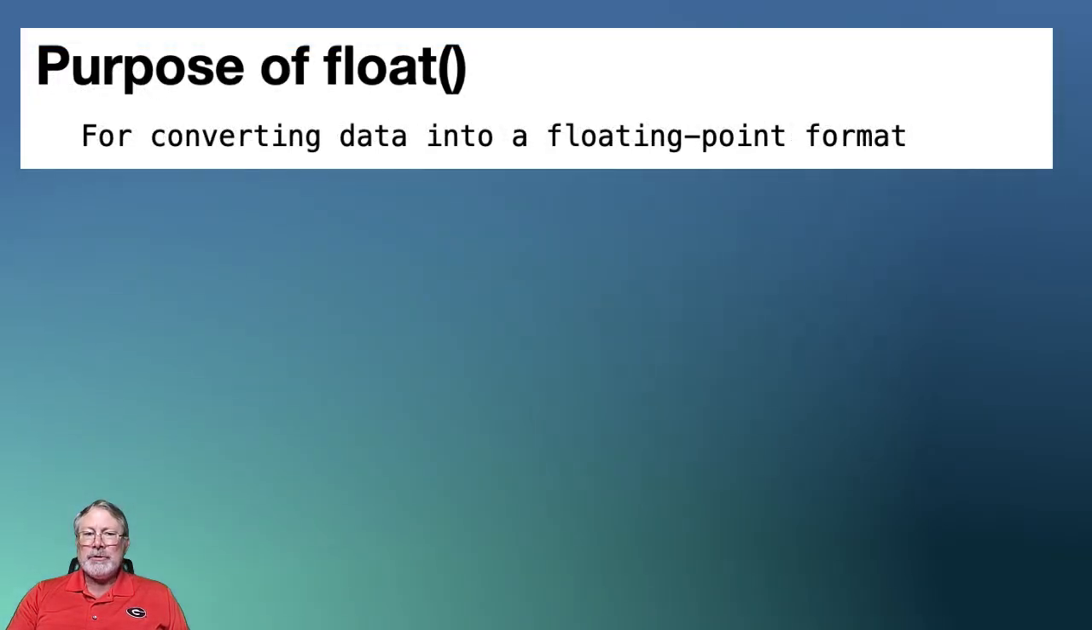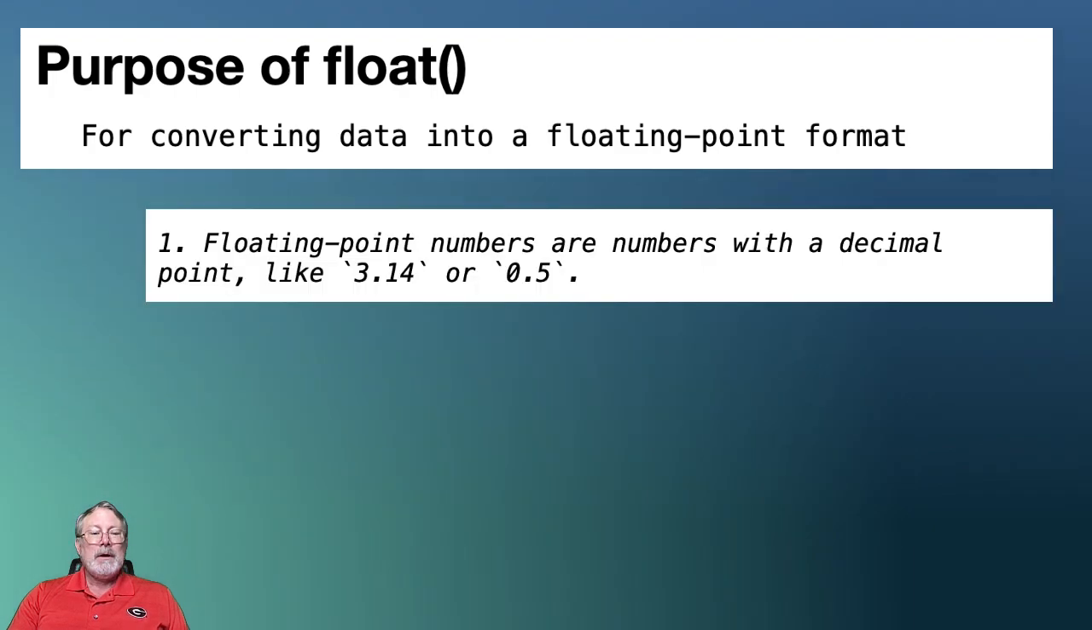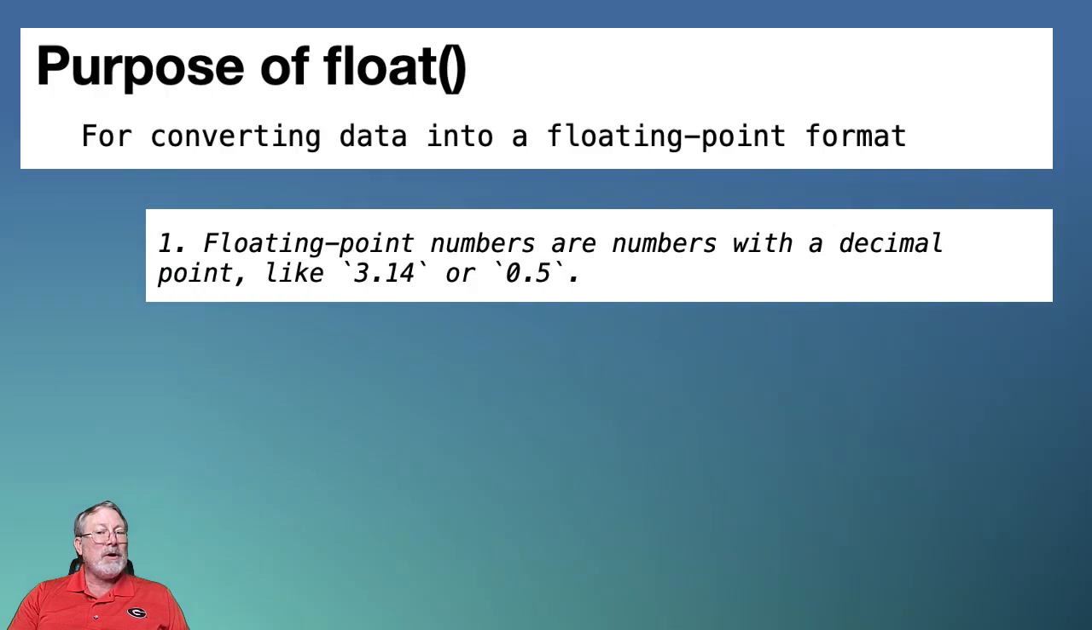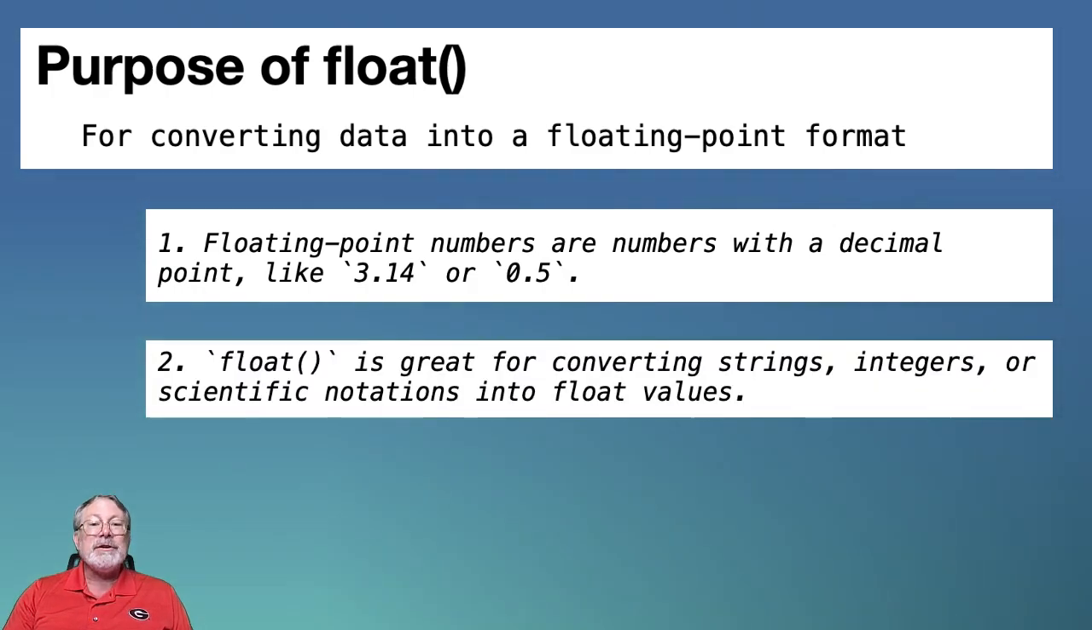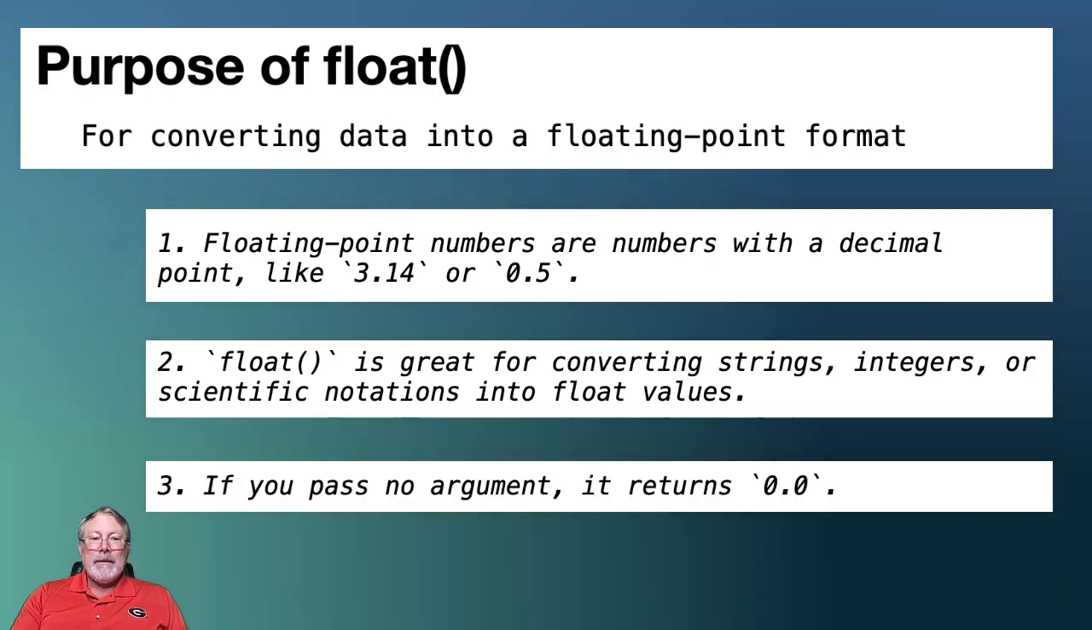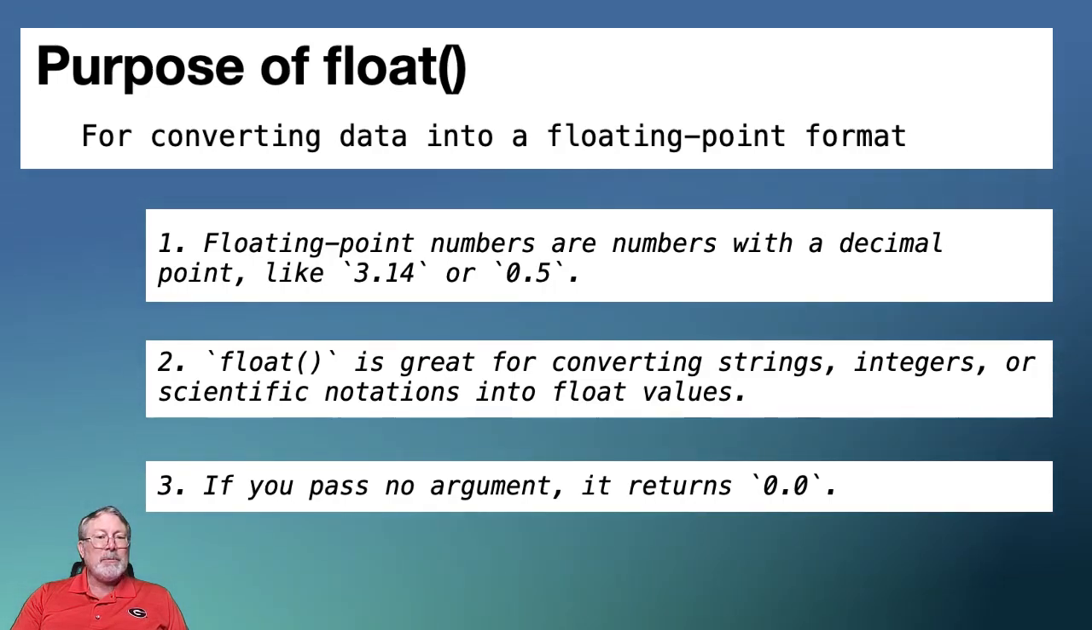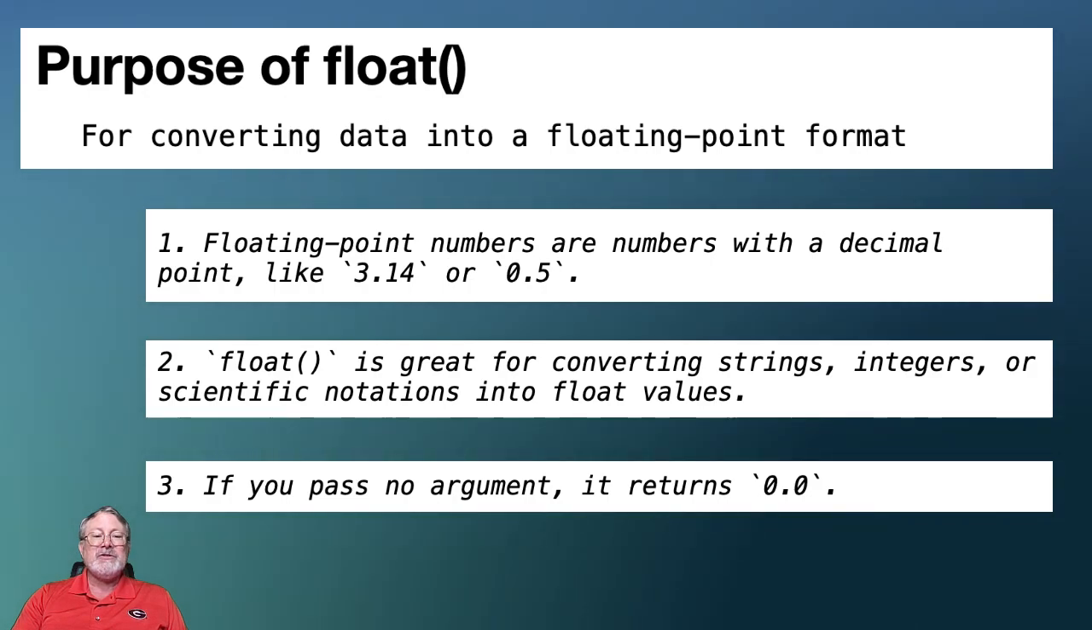So why use float? It's essential for converting data into floating point format for mathematical calculations or when working with decimal numbers. Here are a few key concepts. First, floating point numbers are numbers with a decimal point, like 3.14 or 0.5. The float function is great for converting strings, integers, or scientific notations into float values. If you pass no argument into the float function, it will return the value 0.0.